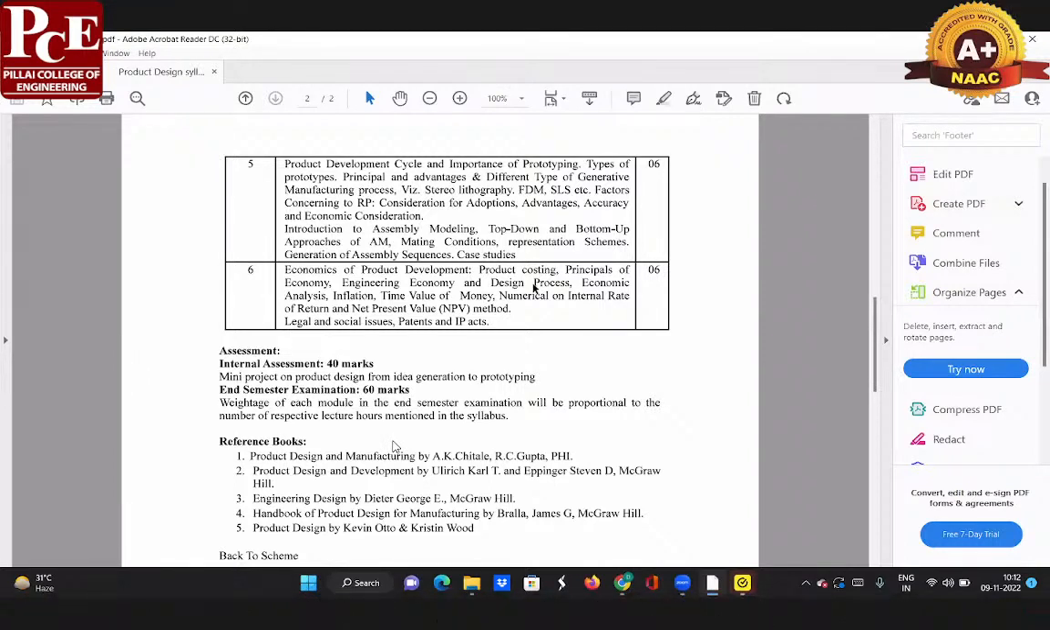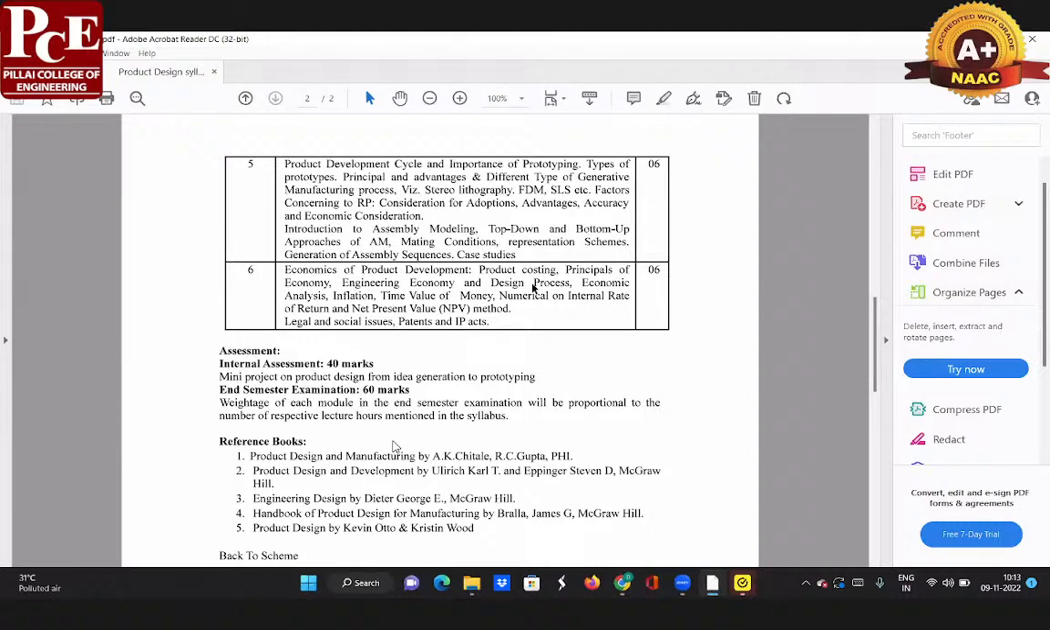In this particular module, you have different 3D printing processes like stereolithography, FDM, selective laser sintering, and so many other methods you would be learning in the product development cycle. And then there are other approaches like assembly modeling, top down approach, bottom up approach, and so forth. So the different prototyping methods would be taught in module 5.